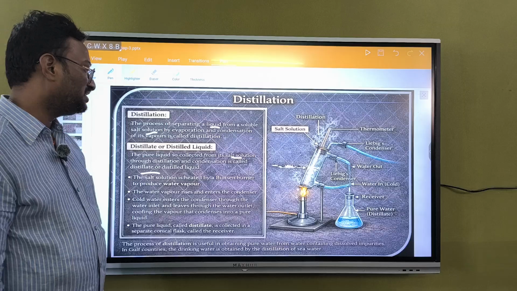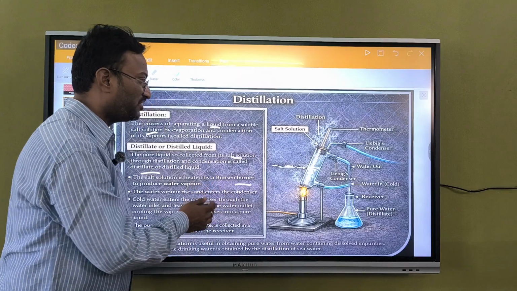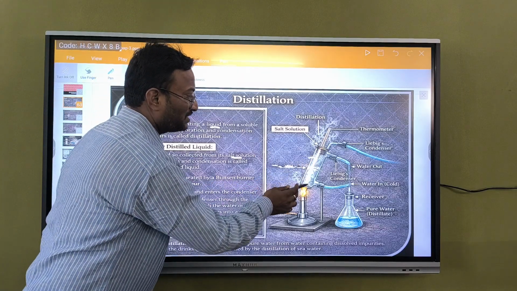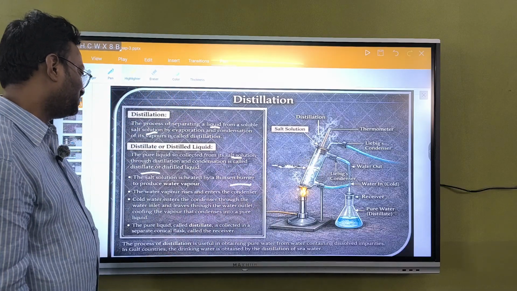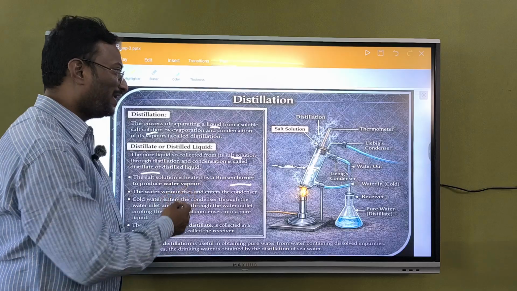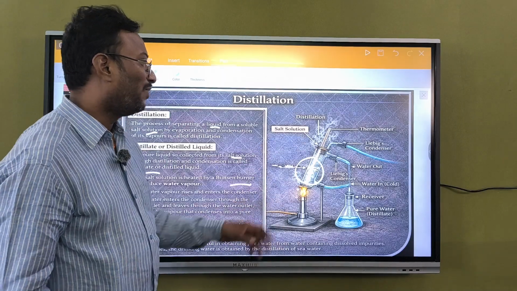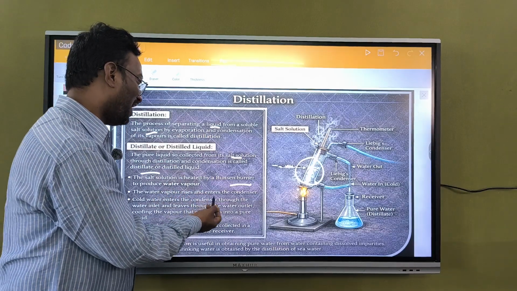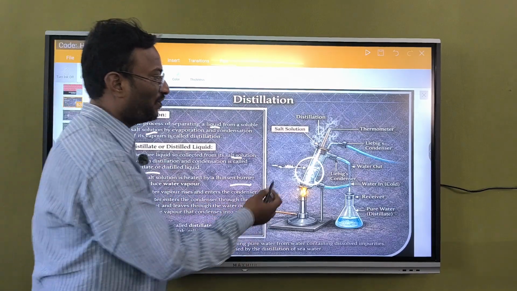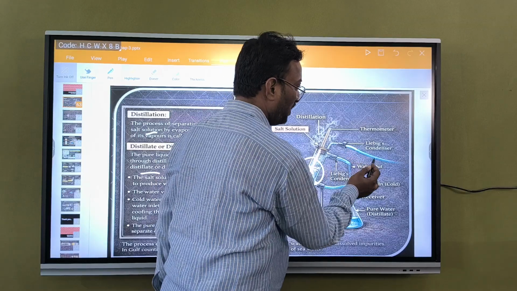The salt solution is heated by a Bunsen burner. First we have to collect the salt solution and it should be heated. Next, to produce water vapor, we get water vapor. The water vapor rises and enters the condenser.